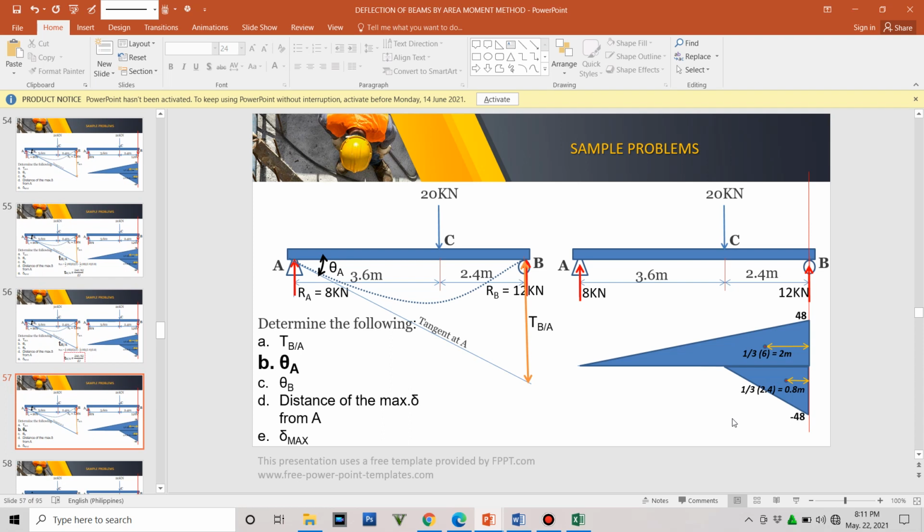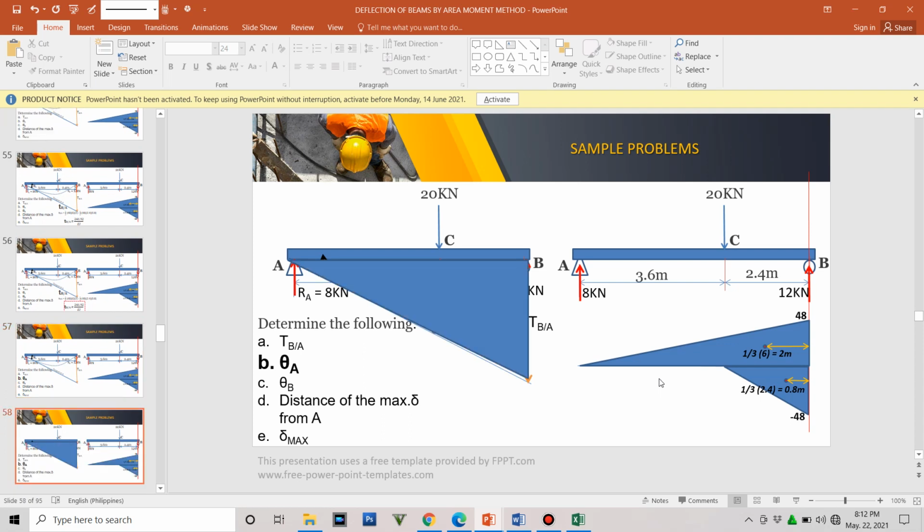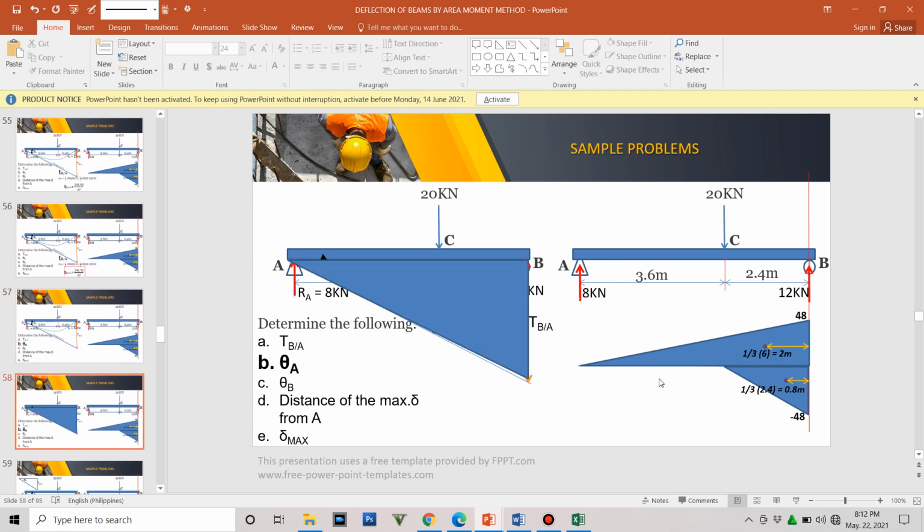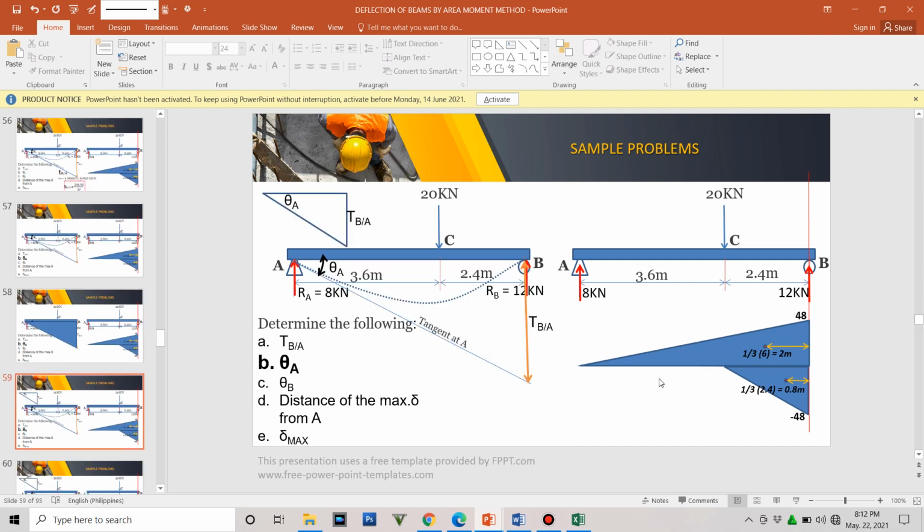Moving on with the next unknown, theta A. Paano naman natin kukunin yung theta A? Well, we'll just have a relationship between the dimensions of the right triangle. Right triangle yan, di ba? Magkaroon tayo ng right triangle dyan. So, anong meron sa right triangle? Meron tayong theta A, deviation of B with respect to A, at meron din tayo yung whole length, di ba? So, right triangle yan.